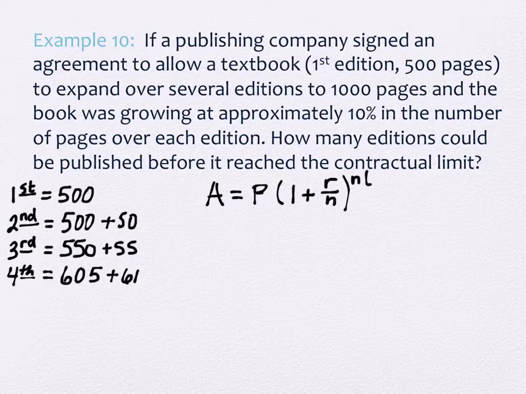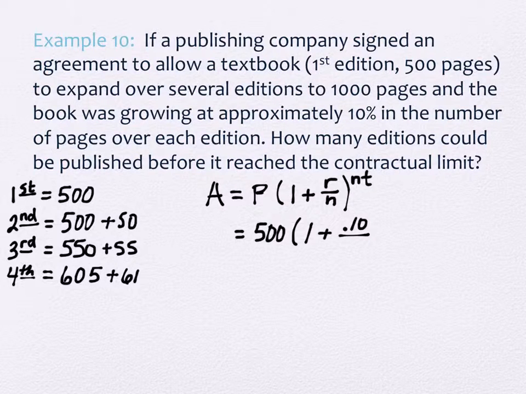So let's interpret these variables in terms of this problem and what they actually mean. What do you suppose P represents in this problem? 500, the original page number, like an original deposit at a bank. What do you suppose the R represents? The 10%, yeah. The 10% increasing value, right? So it's 0.10 for R.